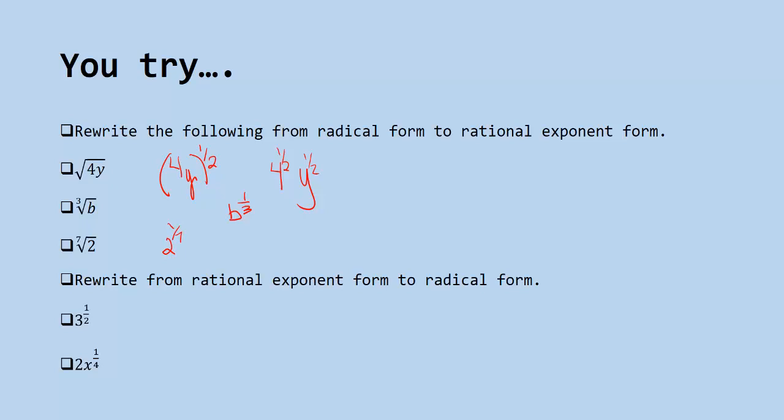Now we're going to take the rational exponent form and put them into radical form. So 3 to the 1/2 power is simply saying this is going to be the square root of 3. Now in the second one, I have 2x to the 1/4, but notice that there is no parenthesis around the 2x, which means that the 2 is not being affected by the 1/4 power. Only the x. So this would become the fourth root of x times 2.